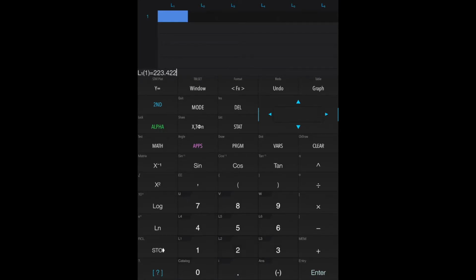223.422, enter, 223.684, enter, 224.037, enter, 225.172, enter, 226.240, enter, 226.484, enter. So now we have all of our observations in the list, so we'll select Stat again.